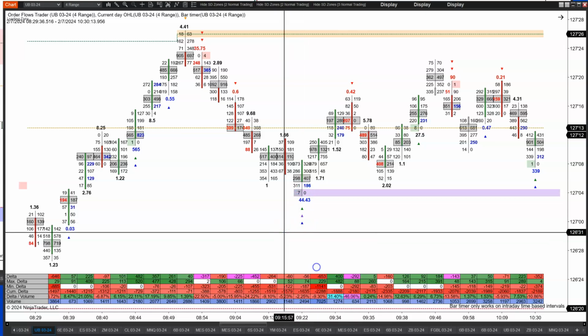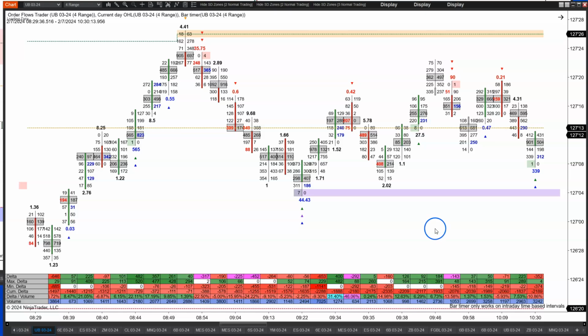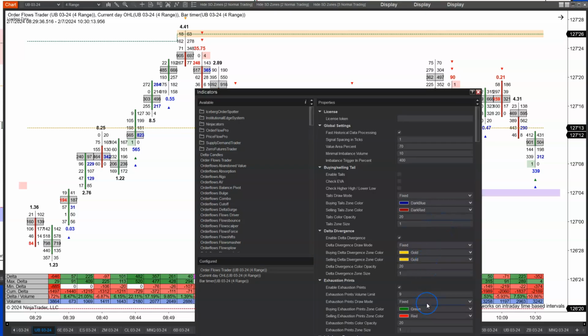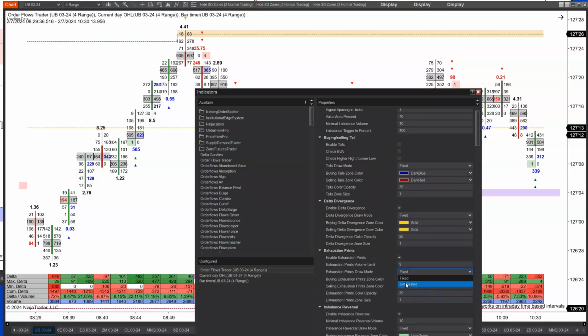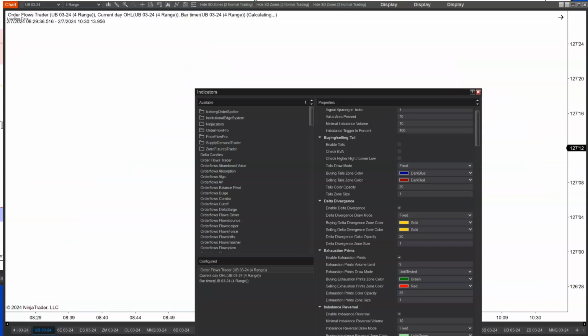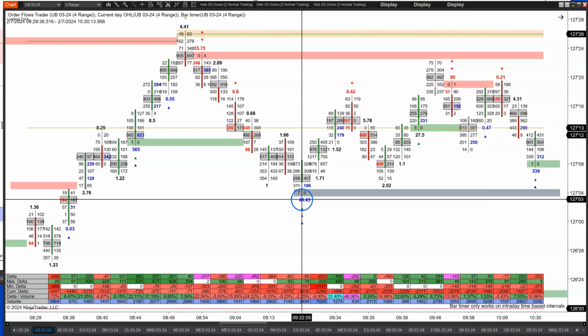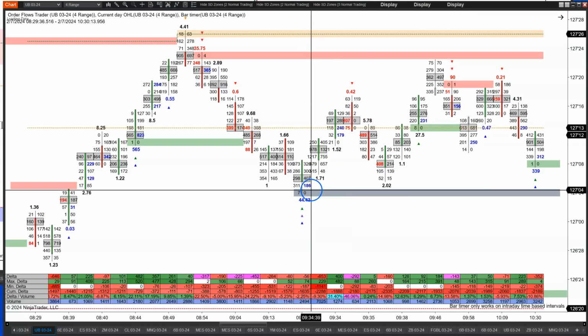If I wanted to, that's fixed, right? But if I wanted to draw it out here and maybe give it a darker opacity, we'll call it 35. You can see how the colors change, right? Because now you're blending colors. Okay, what do I got? Well, I've got exhaustion here.